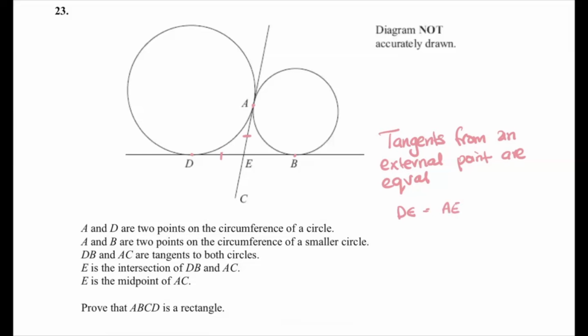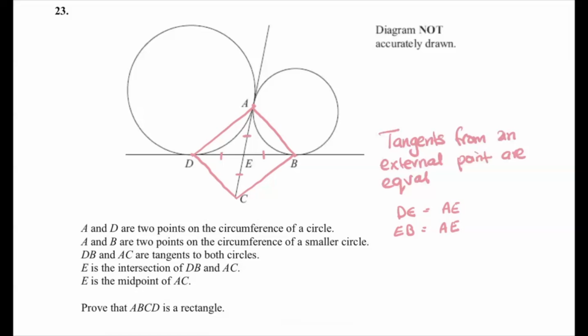But these are tangents to both circles, which means that EB is also equal to AE. So I now know that all of these lengths are equal. Now I'm going to pop on my rectangle so that I can start to see that a little bit better. It's only a sketch. It won't be perfect. And it may not look like a perfect rectangle either. The only edge that I don't have any information about is EC.